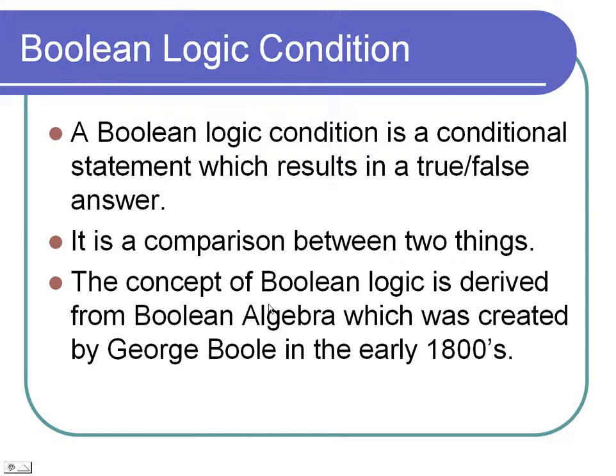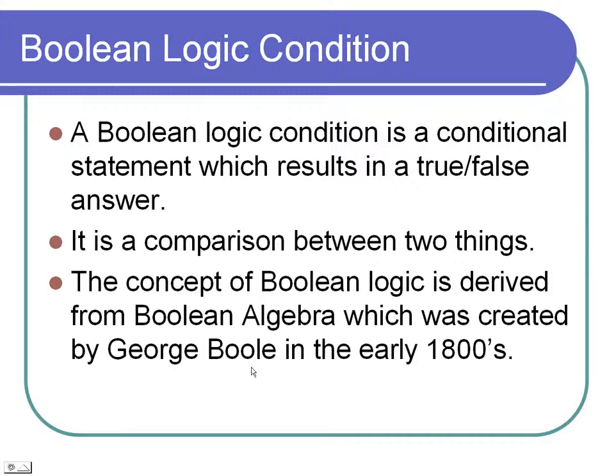Boolean conditions. A Boolean logical condition we're going to talk about now in a little more detail. The condition is some sort of expression which results in true or false. Okay? It's usually a comparison between two things. However, there can be complex, compound ones that compare more than two things, but generally you think of a simple condition as a comparison of two things.